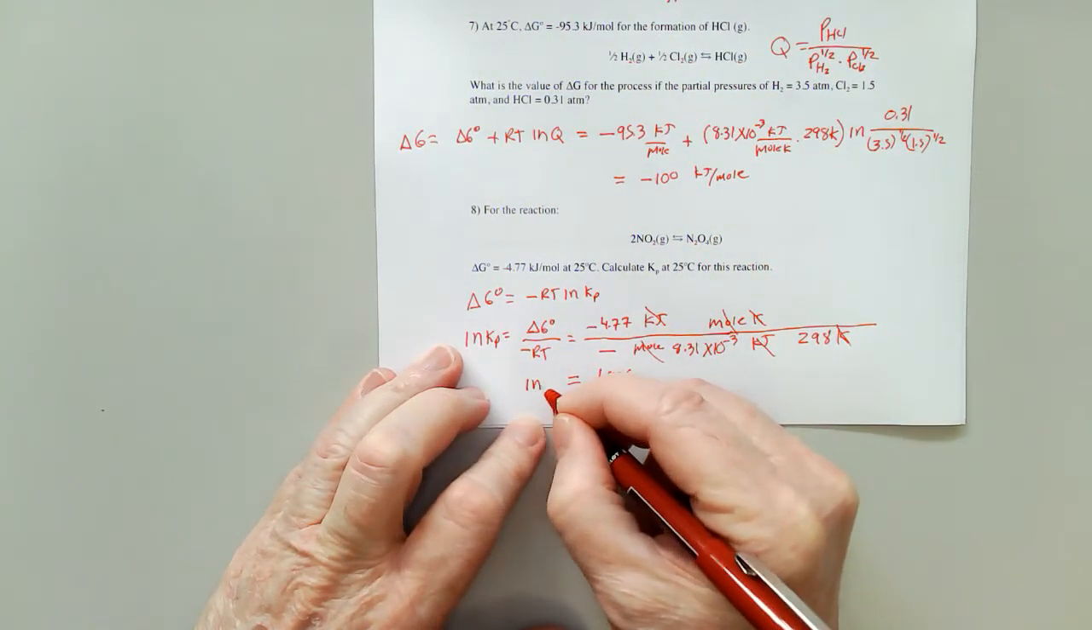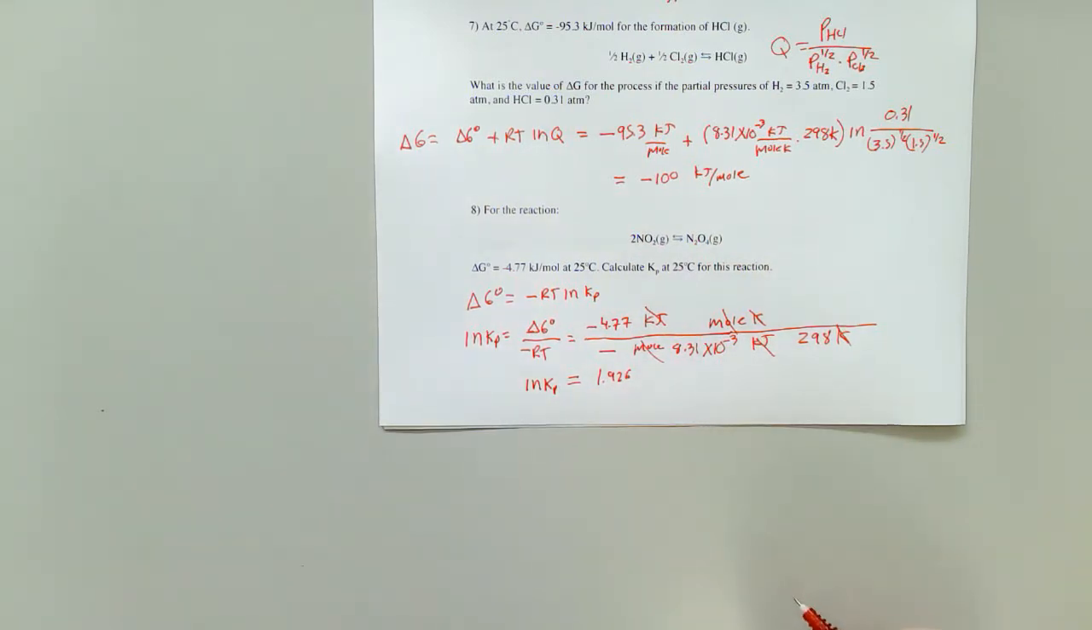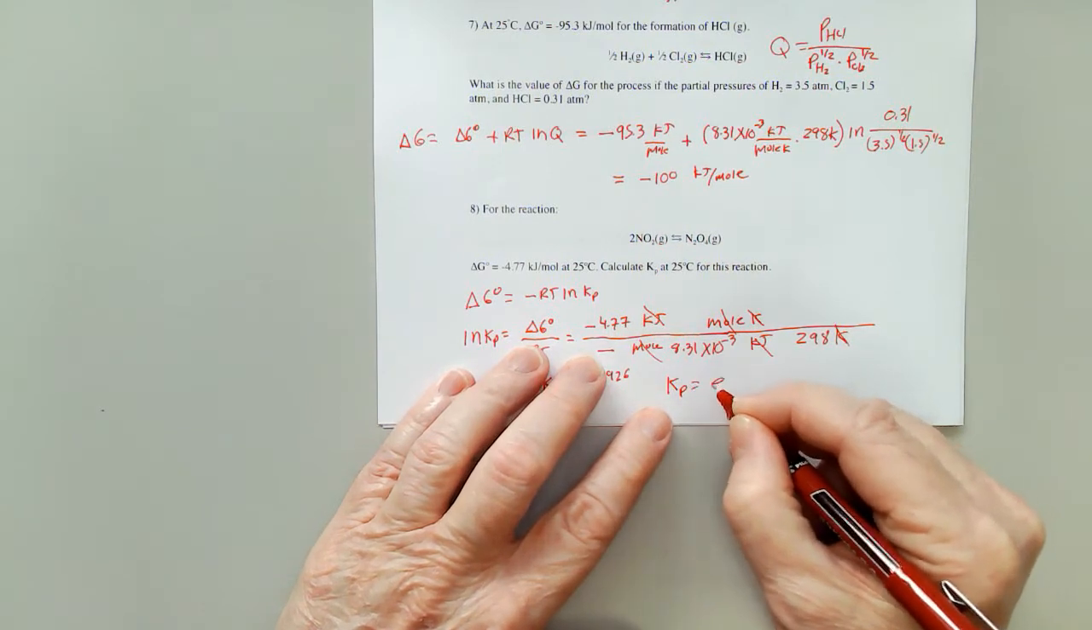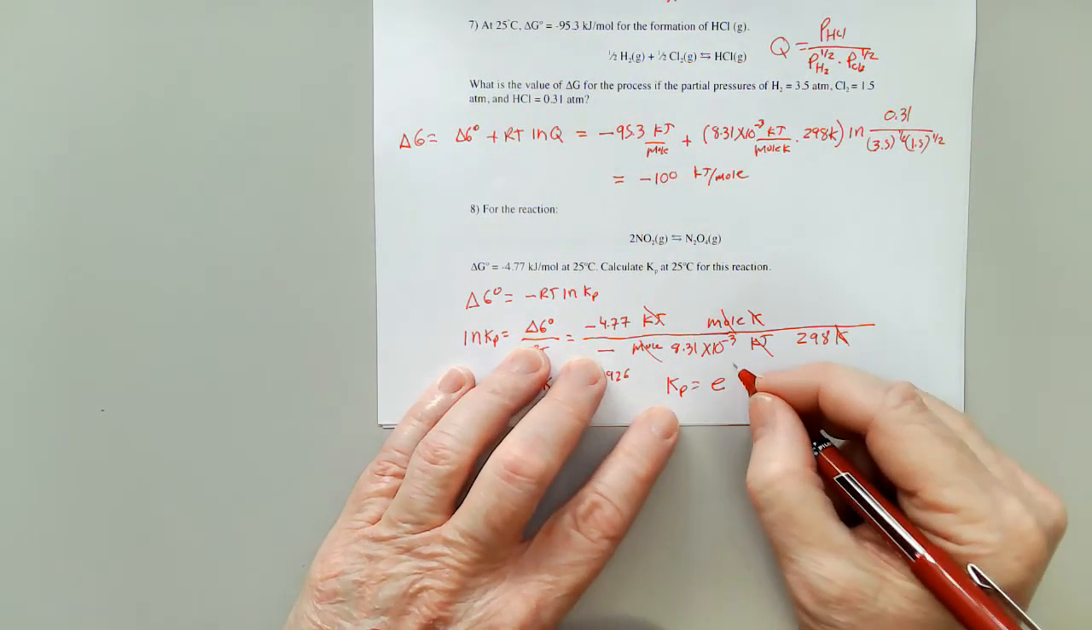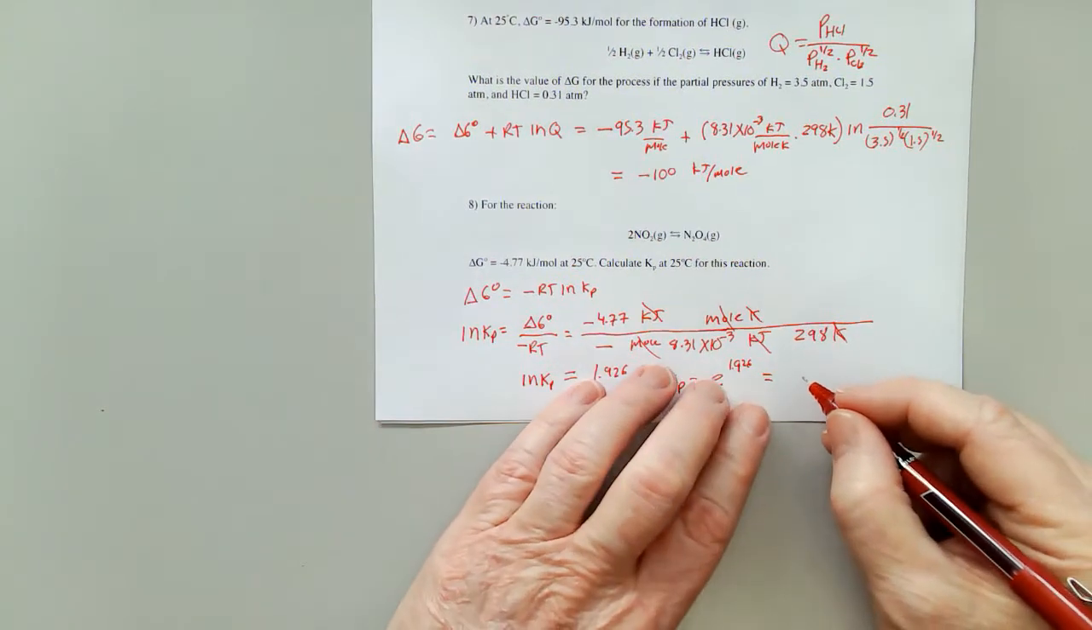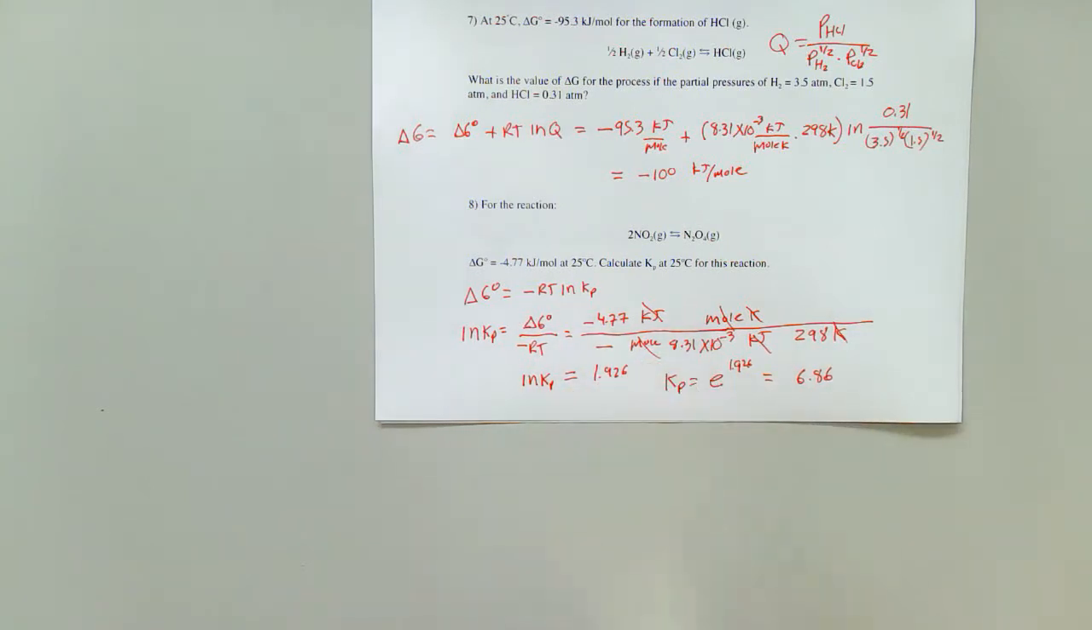That means the ln of Kp equals 1.926, or that the value for Kp is equal to e raised to the 1.926, and that equals about 6.86. That K is greater than 1. That means the products are favored, or in other words, the reaction is spontaneous. And the delta G naught is negative, which is good. That tells me the reaction is spontaneous.